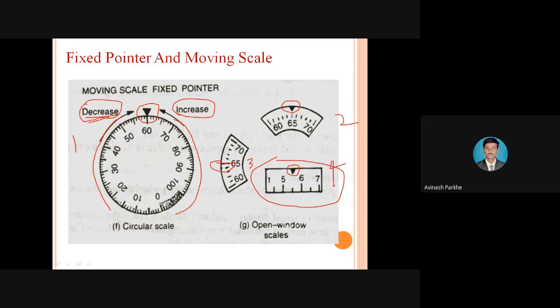So understand the basic difference between type number 1 and type number 2, that is fixed scale and movable scale. In fixed scale, if the scale is fixed, the pointer is movable. If the scale is movable, the pointer is to be fixed. And these are the 4 examples in which your pointer is totally fixed, only the scale is movable.